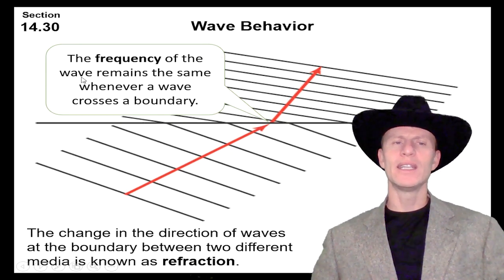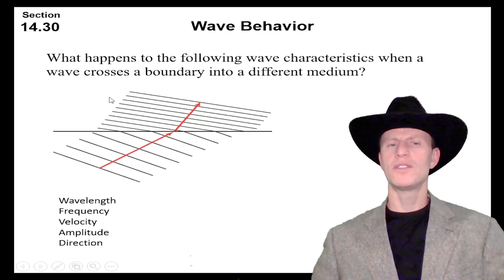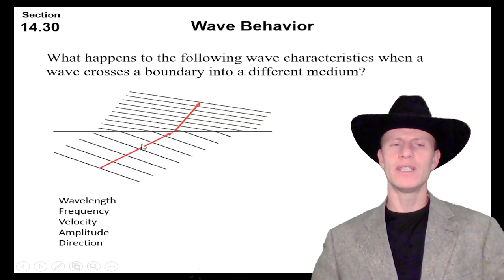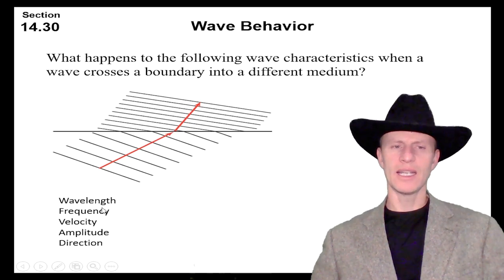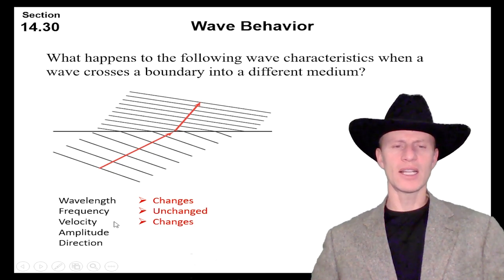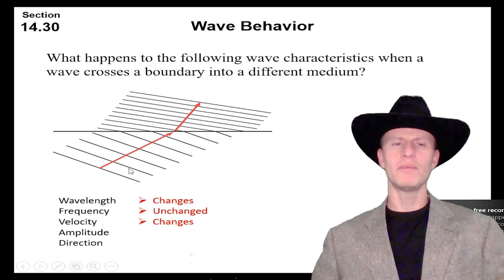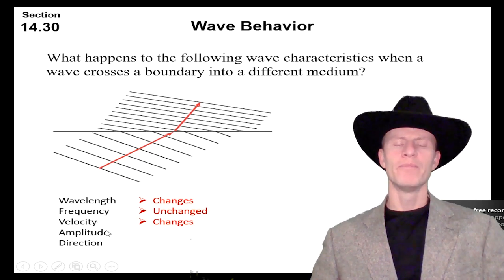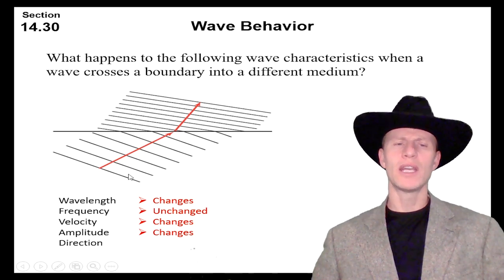the frequency of the wave remains the same. So what changes? If the frequency stays the same and the speed, that would be the velocity, changes, then the wavelength would have to change. So if that changes, the velocity is going to change. Remember, the media determines the speed. So if it changes media, then it will be changing its speed. Also, the amplitude changes, but the direction may or may not change.